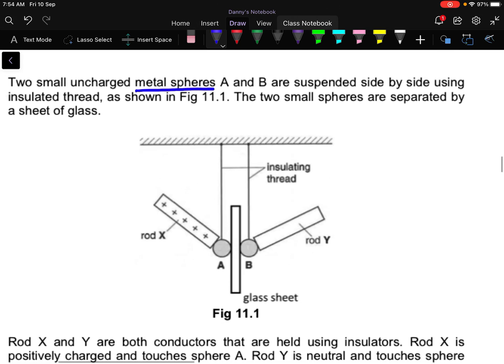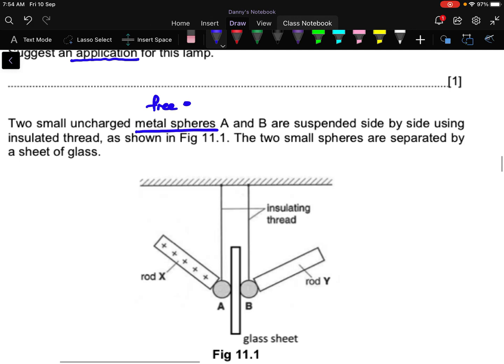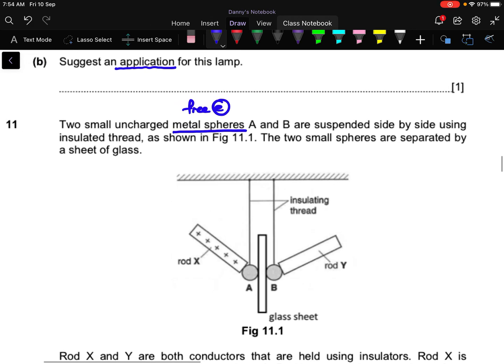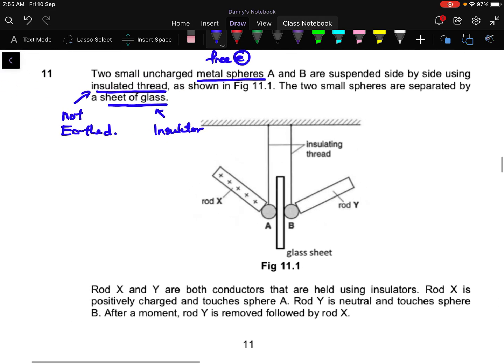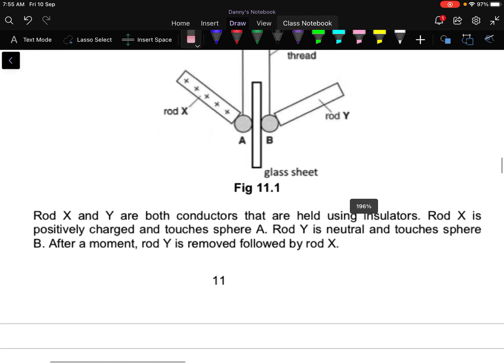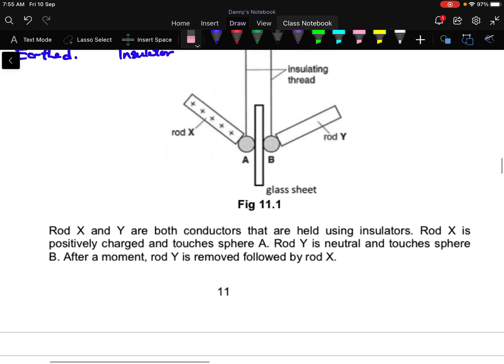First, let's recap the context. I have two metal spheres. When I see metal spheres, I think there are free electrons that can move around, suspended side by side using insulated thread. It means that they are not earthed; they are completely isolated. Then there is a sheet of glass. This sheet of glass tells you that it is an insulator, so it prevents the free transfer of charges between A and B, even though they are in contact. It is just like a layer that separates them.